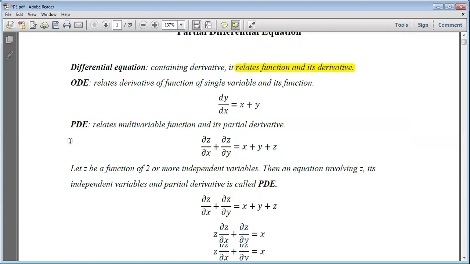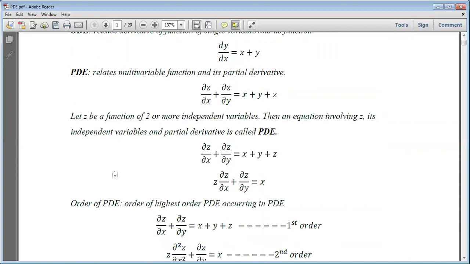Another class is the PDE. A PDE basically deals with multivariable functions. The dependent variable z may be a function of two or more independent variables. Here, x is an independent variable and y is an independent variable. So, del z by del x plus del z by del y is equal to (x plus y) by z. It is a partial derivative of z and a relation between the functions x, y, z. That kind of equation is known as a partial differential equation.